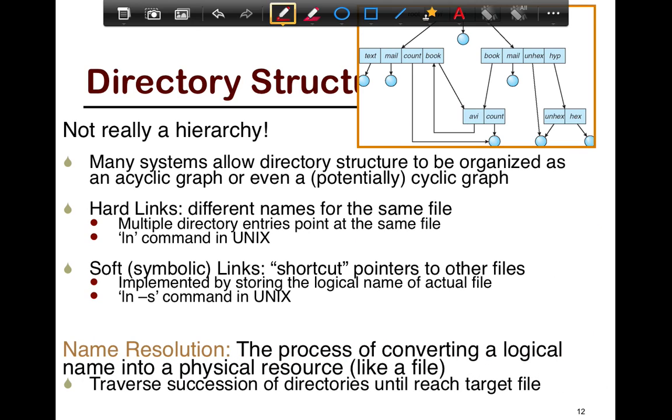Name resolution is the process of converting a logical name into a physical resource such as a file. So you traverse successions of directories until you reach the target file. And we'll see that a little later, as to how you actually perform name resolution.